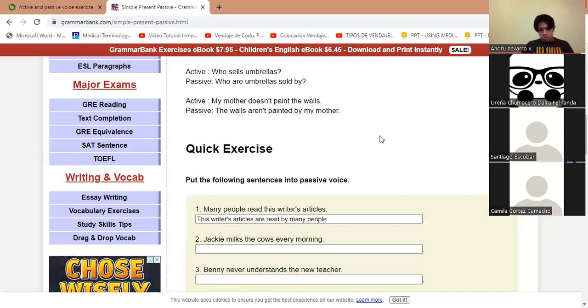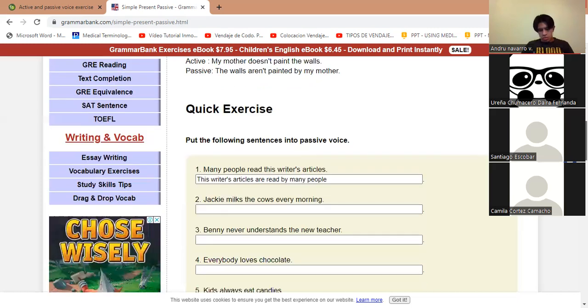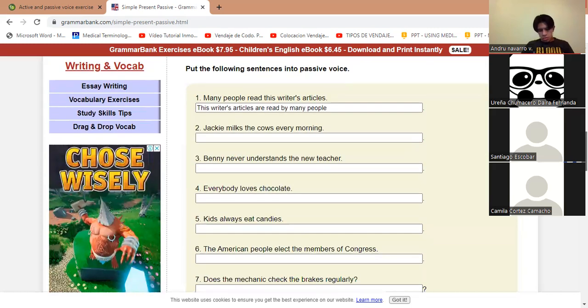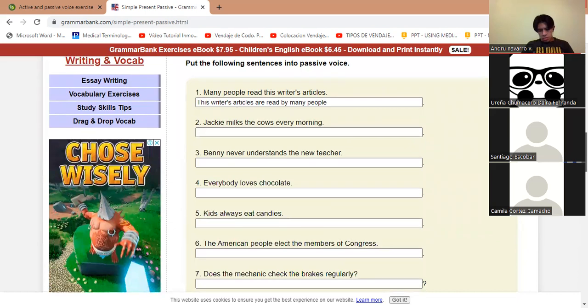So quick exercise. We've got 5 minutes. Put the following sentences into the passive voice. Number 1, example. Many people read this writer's articles. This writer's articles are read by many people. Passive, right? All right, so Camila, do number 2.